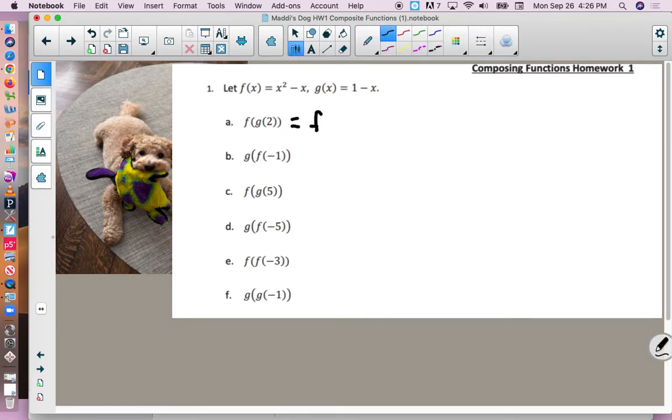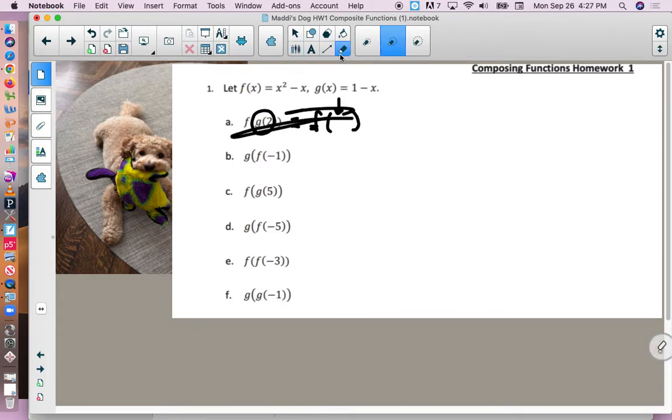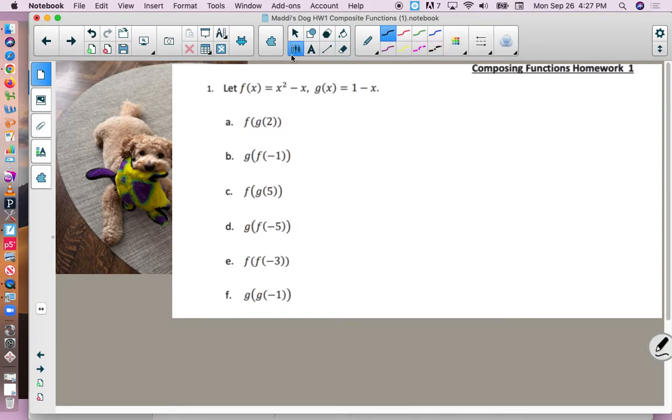Your job here is to find f of something. But first you have to find g of 2, and then you're going to put it in here. So your job here is to find f of g of 2. You can't figure out your answer until you go and find g of 2, so I'm going to do that first.